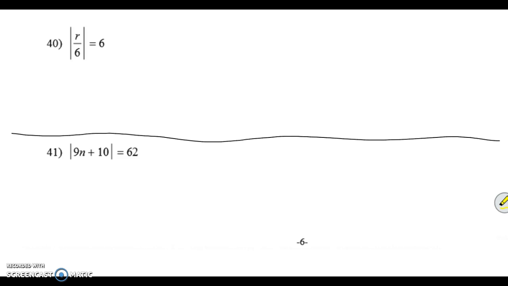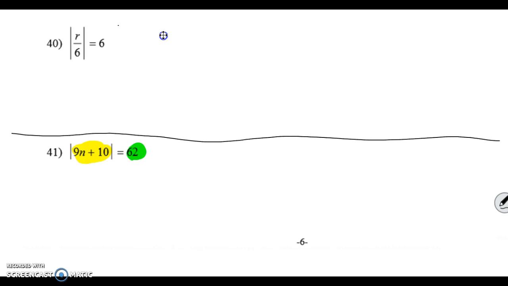What's inside the absolute value? Everybody says 9n plus 10. Yes. That is our location. So we're going to color that yellow, just the inside, 9n plus 10. And then the 62 is our distance from 0. So we're going to shade that green. That's how far we have to go. So my location, 9n plus 10, is 62 away from 0.